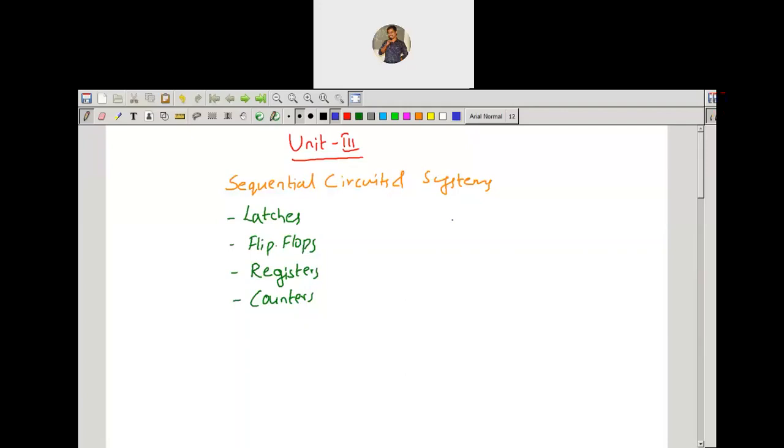Let me mention here, for a combinational logic circuit, the output is a function of the present input. Now coming to the sequential logic circuit, here the output will be a function of the present input as well as the previous output. Okay, so it is called a sequential logic circuit.